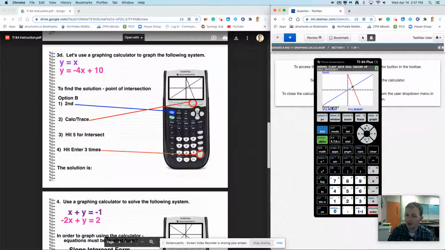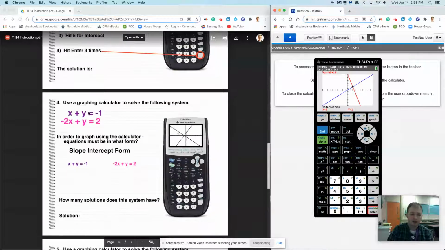What this is trying to do is have you estimate for it, but it doesn't really matter. So if you hit enter once on the first curve, then the second curve again, then your guess, and press enter, it'll tell you exactly where it intersects. It intersects at 2, 2. So the solution for this one here would be 2, 2.